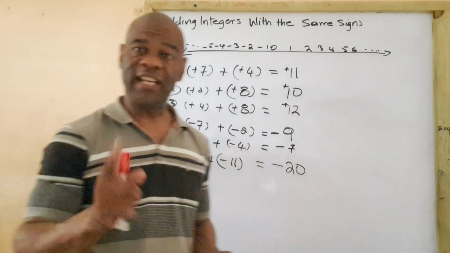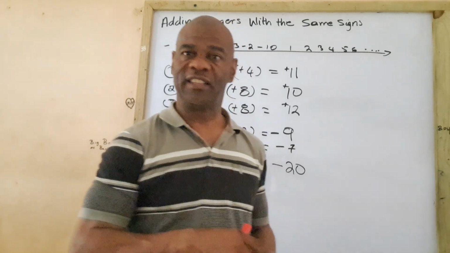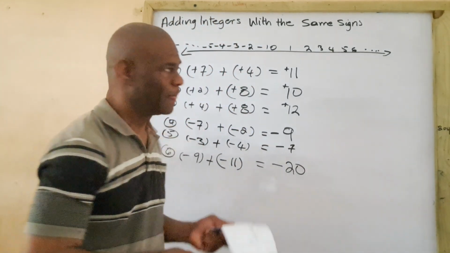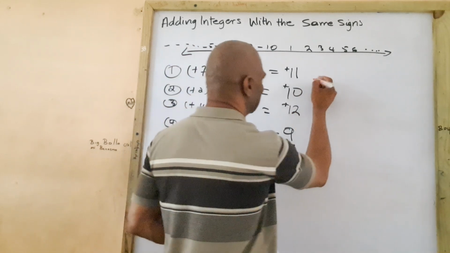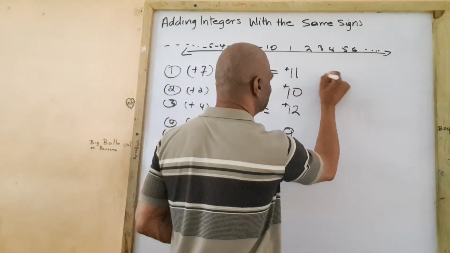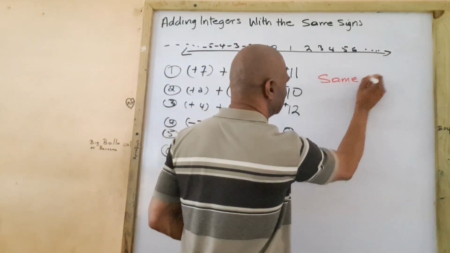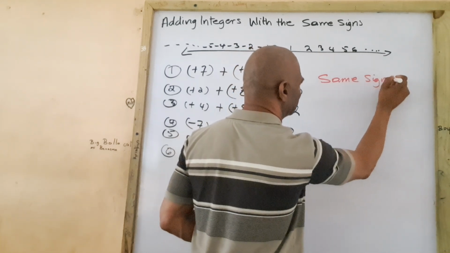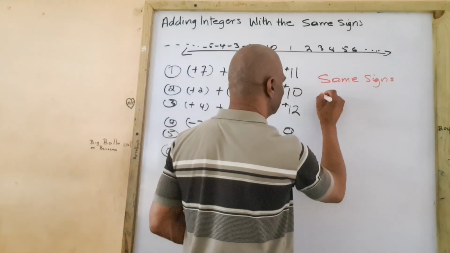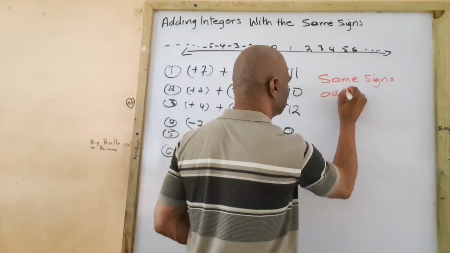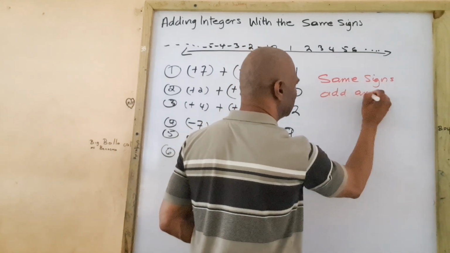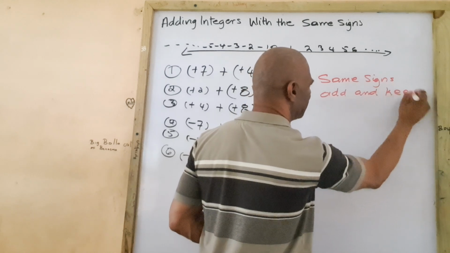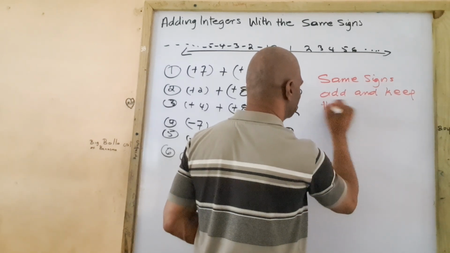what? We add them and keep the sign that the numbers have. Alright? So, same sign, same signs, we say we add and keep the signs.